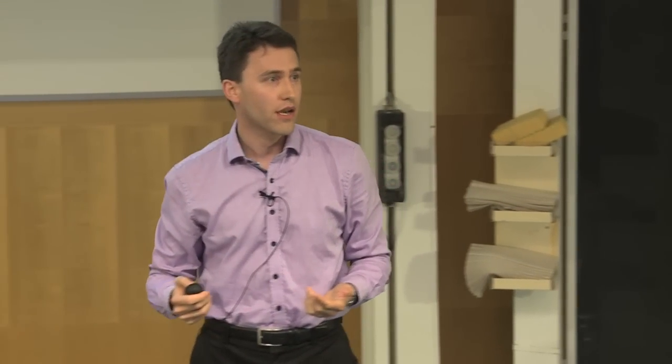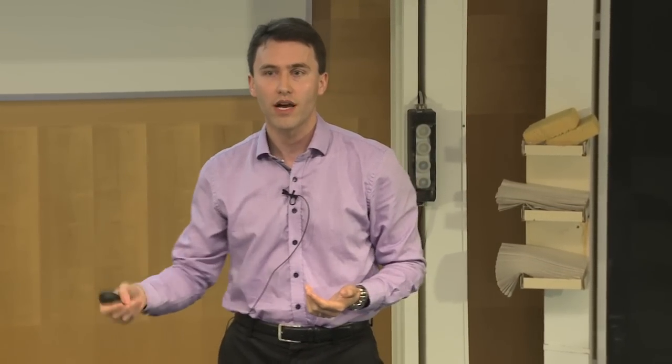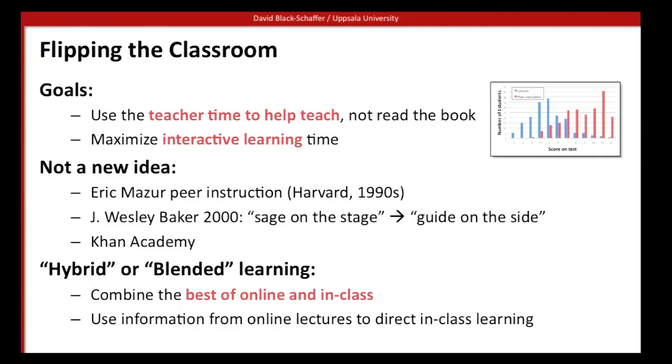And of course, there are things like the Khan Academy, which provides all sorts of online interactive learning for all sorts of subjects. So my goal here is what's called hybrid or blended learning. I'm trying to combine the best of online teaching and in-class teaching, and in particular, I want to use the information I get from the online lectures to improve and direct my in-class teaching.